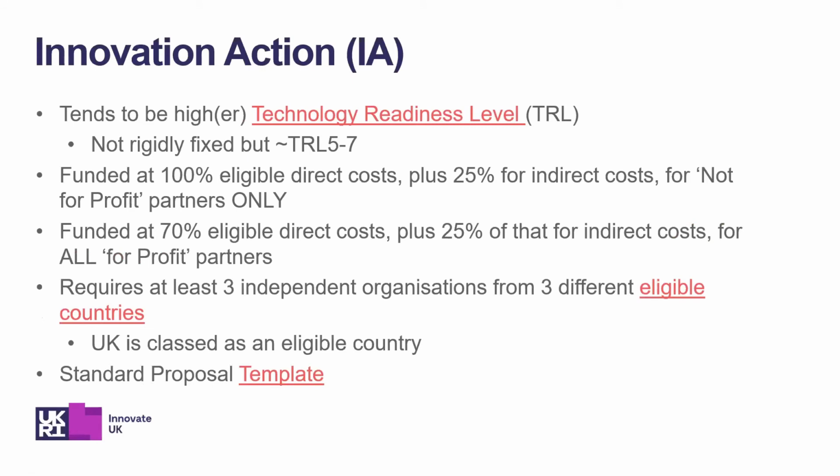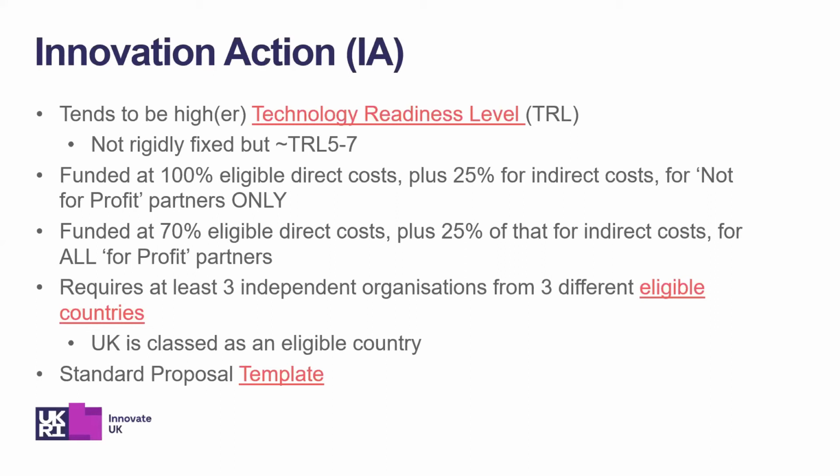Innovation action is slightly higher, and I'm using the words lower and higher because these are not fixed. So it's a higher technology readiness level, of about 5 to 7-ish. So 7 is getting to be demonstrated in a realistic environment. For those that don't know of TRLs, the technology readiness levels, they go from 1 to 9, where 1 is like a sketch or an idea, paper-based. 9 is almost at the stage where you can buy it on the shelf at Tesco. And all ranges in between.